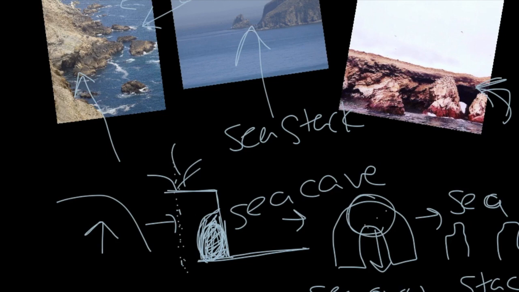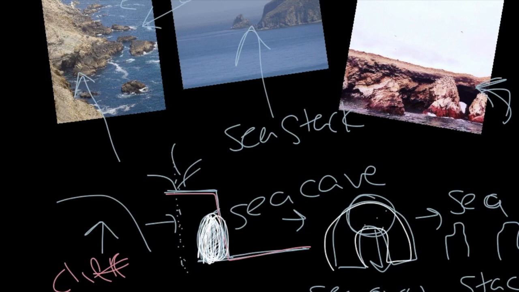So I hope that you can see visually here some of these photos from California and the one on the right from Peru will help you to visualize the progression from first a cliff cut by the waves, wave-cut cliff and platform, eventually turning into a sea cave, which then turns into a sea arch, and then sea stacks.